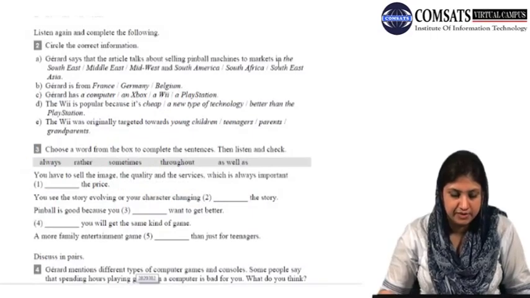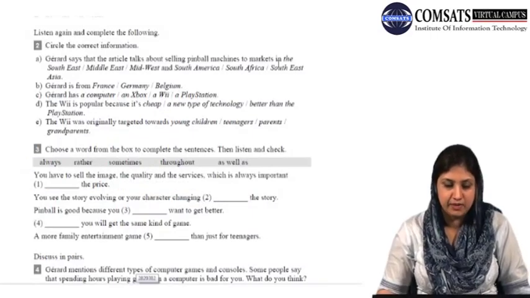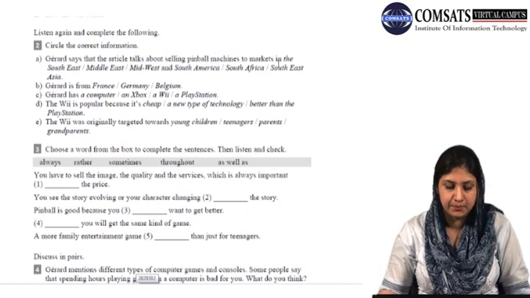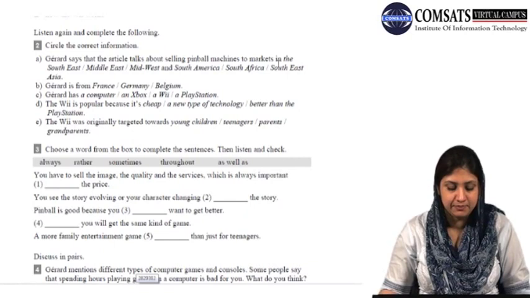All right, I hope you are done. So let's start with the second phase of the activity, that is doing these: circle the correct information and choose a word from the box to complete the sentence. Then listen and check. So I'm going to play the audio again for these two questions this time.